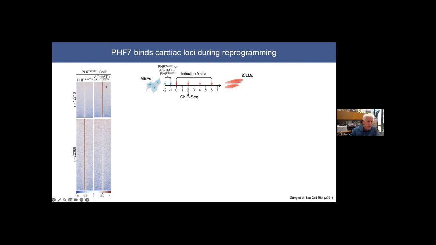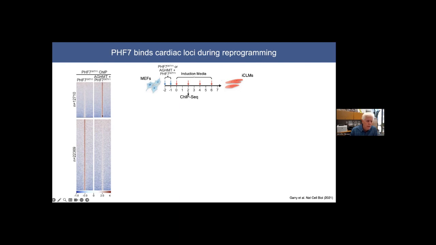And this was quite interesting. I won't go through all the details because of time and because it's a complex slide. But here you can see that in the presence of the core cardiac transcription factors, PHF7 is directed, in a ChIP assay, to the target genes, whereas in the absence of these factors, it localizes to a different subset of genes.